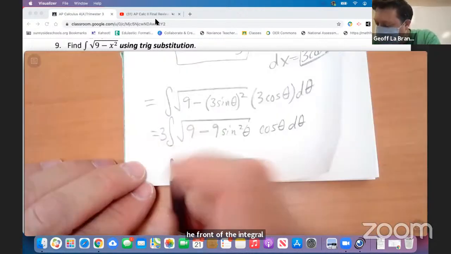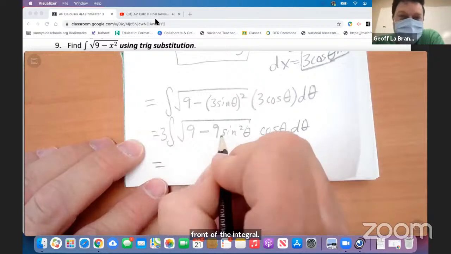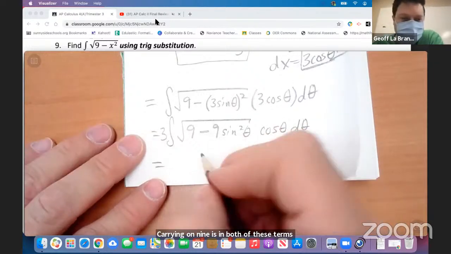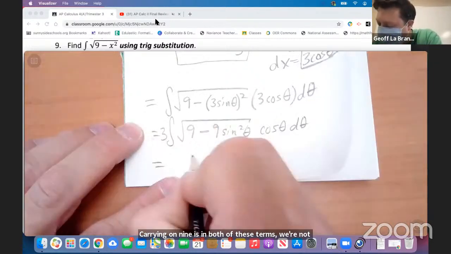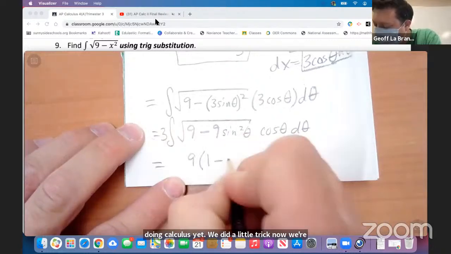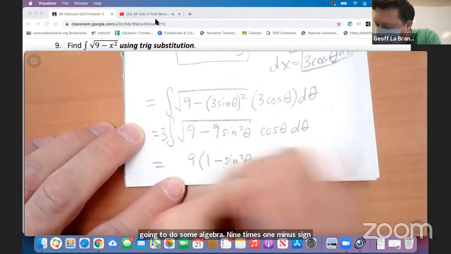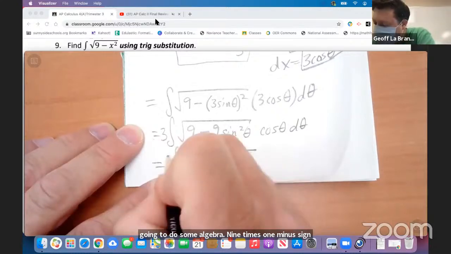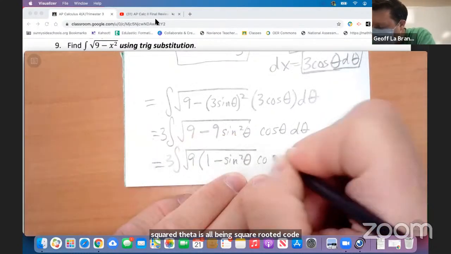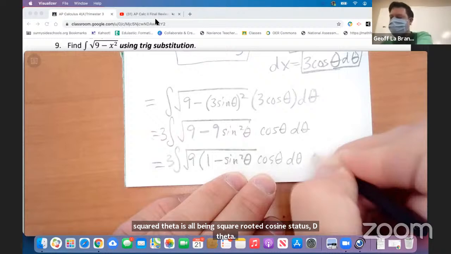Carrying on. 9 is in both of these terms. We're not doing calculus yet. We did a little trig. Now we're going to do some algebra. 9 times 1 minus sine squared theta is all being square rooted, cosine theta d theta. Don't forget the 3 in the front.